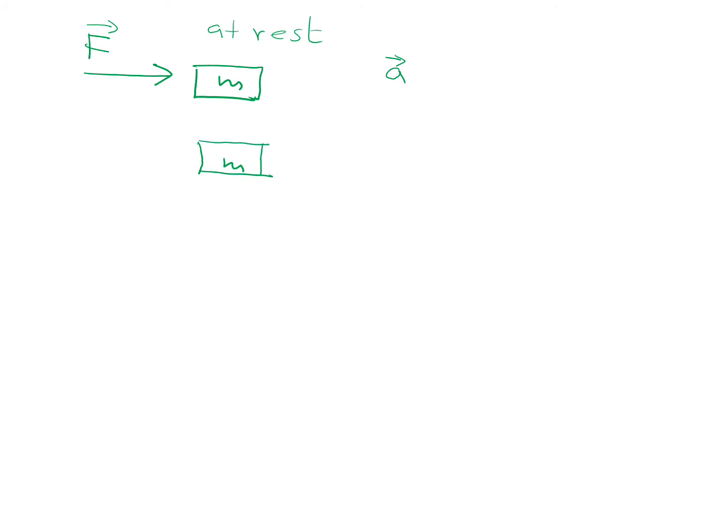Let's consider the same mass M, but now I'm going to double this force. Instead of one force, now I'm going to apply another force. So now we have two forces acting in the same direction on the same mass. If we double the force, we can double the acceleration. Initially it's F, now it's 2F. If we increase the force on the mass, we can change the acceleration, or change the speed.